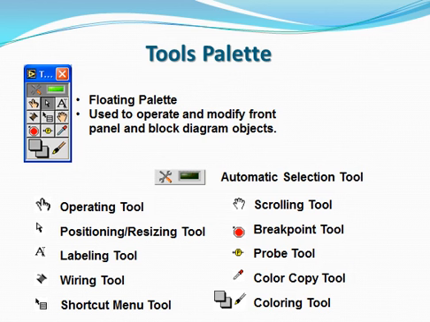Use the labeling tool to edit text and create free labels. The labeling tool changes to a cursor when you create a free label. Use the wiring tool to wire objects together on the block diagram.